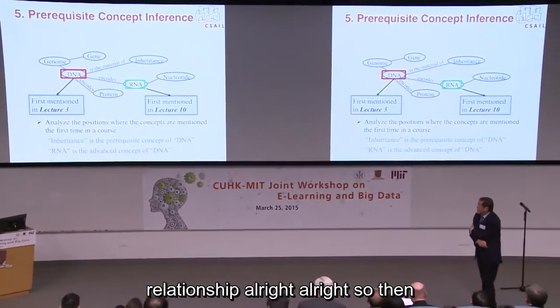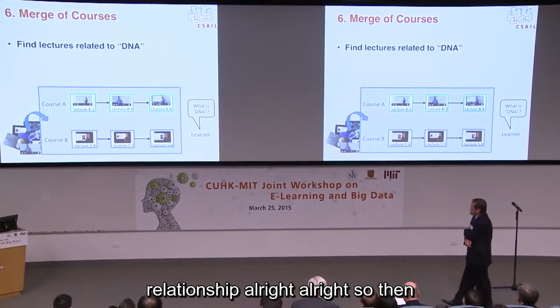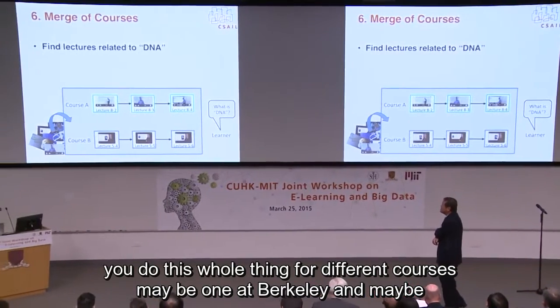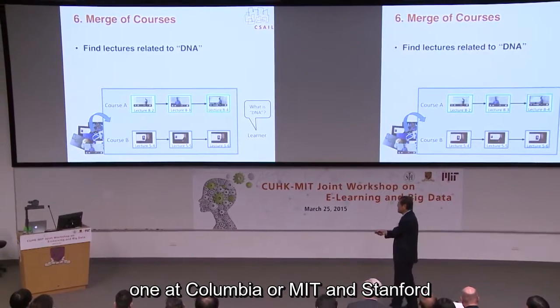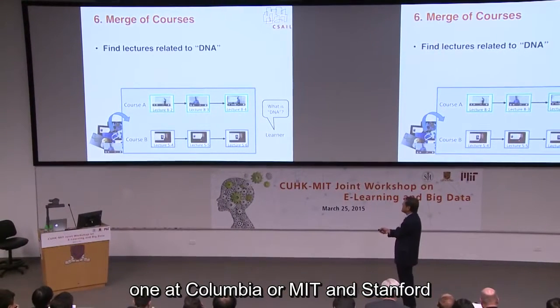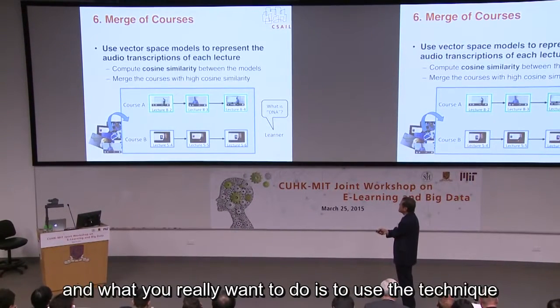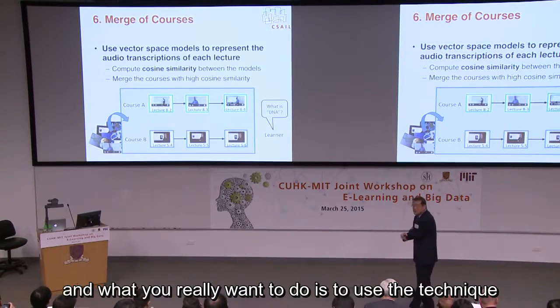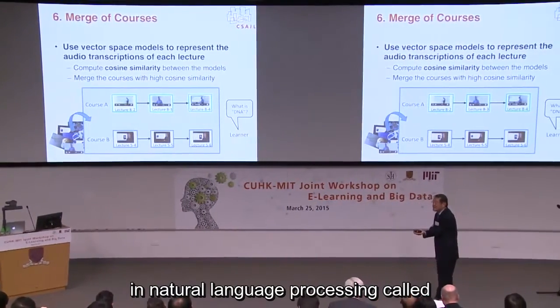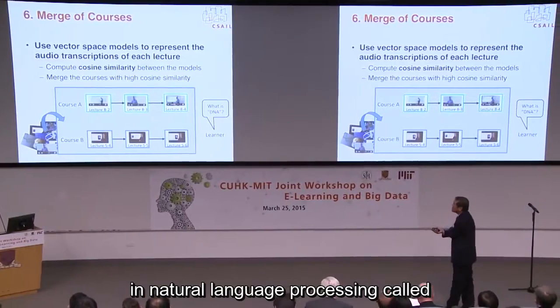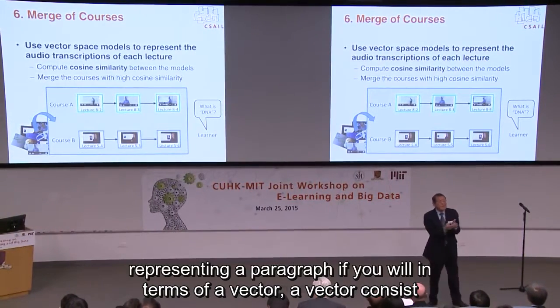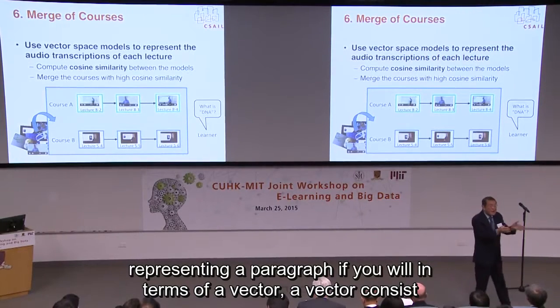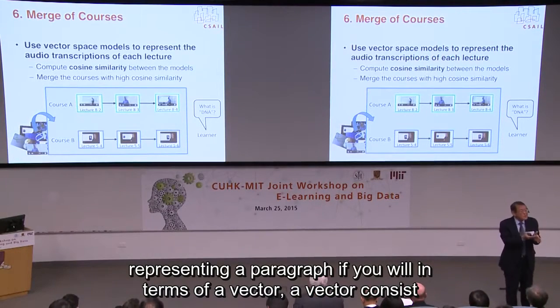Okay? All right, so then you do this whole thing for different courses, maybe one at Berkeley and maybe one at Columbia or MIT and Stanford. And what you really want to do is to use this technique in natural language processing called vector space models. That's basically a way of representing a paragraph, if you will, in terms of a vector.